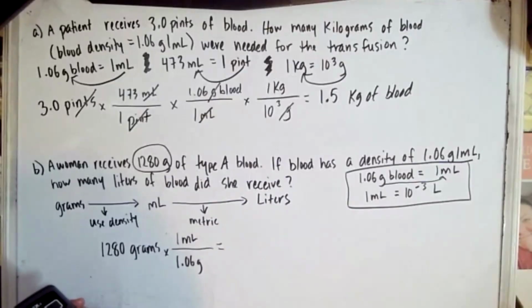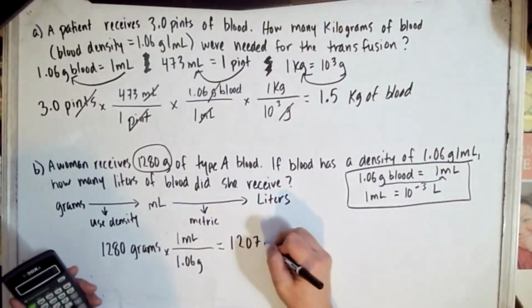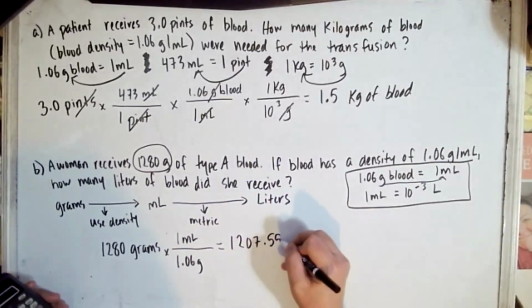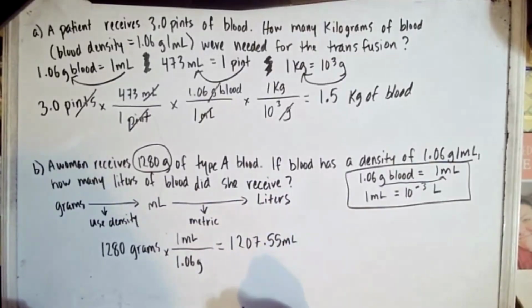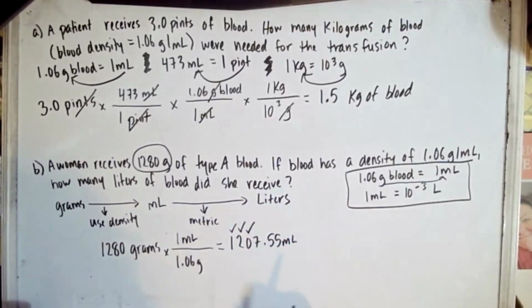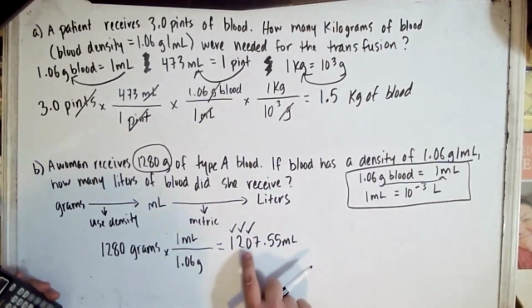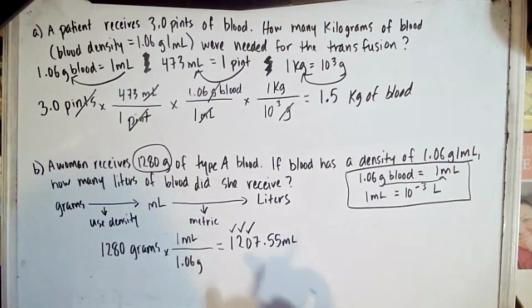1280 divided by 1.06. Okay, we get 1207.55 milliliters. And I'm going to note to myself that 3 of my digits are significant because this number has 3 significant figures and this number has 3 significant figures. So even though I'm keeping more digits in my calculator, this number still only has 3 significant figures in it.